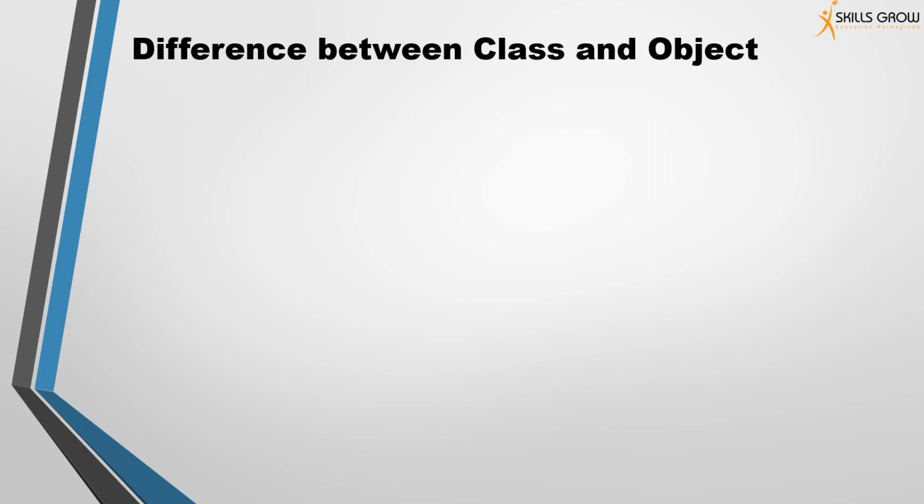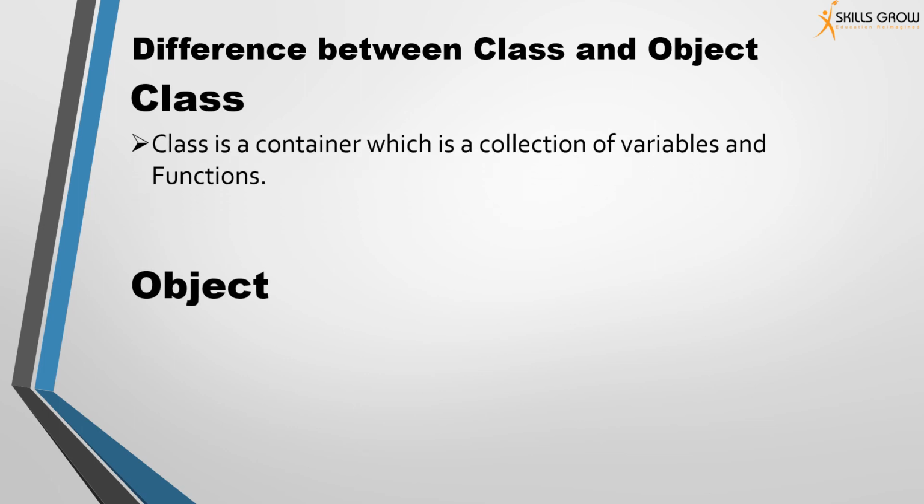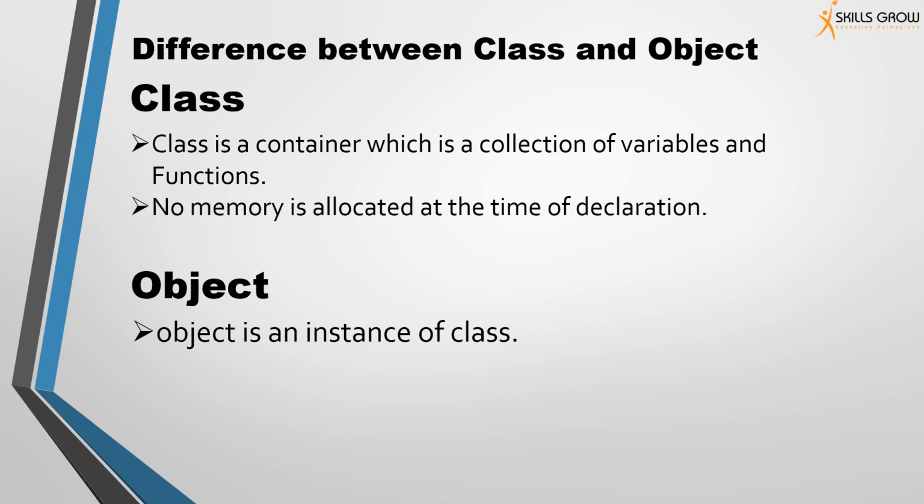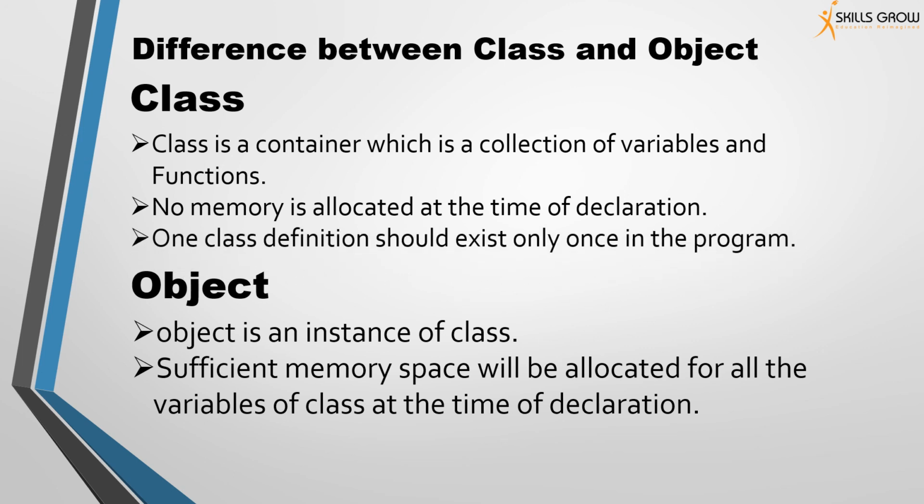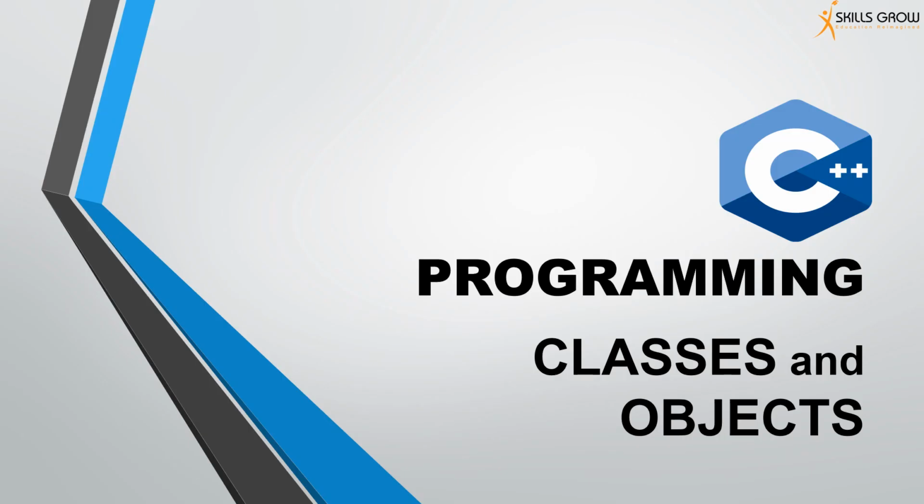Now, the important difference between classes and objects. The class is a container which is a collection of variables and functions. The object is an instance of a class. No memory is allocated at the time of declaration of a class. Sufficient memory space will be allocated for all the variables of the class at the time of declaration of objects. Only one class definition exists in the program. For one class, multiple objects can be created.